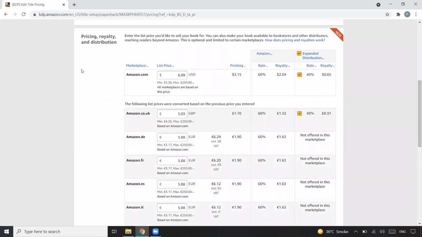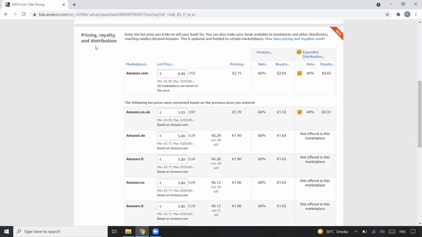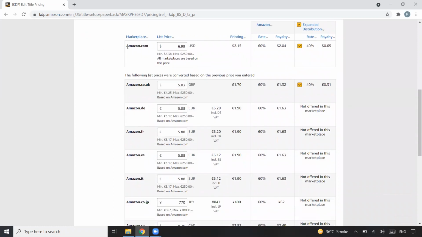Okay, so here is the section: pricing, royalty and distribution. For Amazon.com, you'll be providing the list price of your book. That is basically, you say that this is the price of your book for Amazon.com. Once you enter the price over here, it will automatically calculate the royalty of your book. And here you can see that $2.04 is the royalty that you'll be earning once this particular book is sold at the price of $6.99 on Amazon.com.